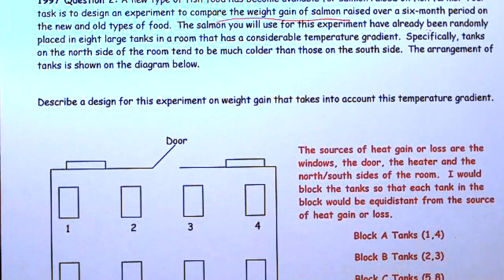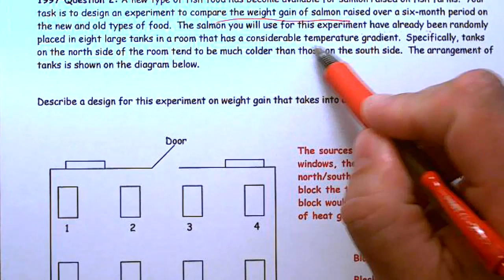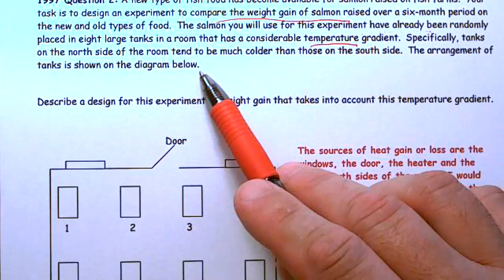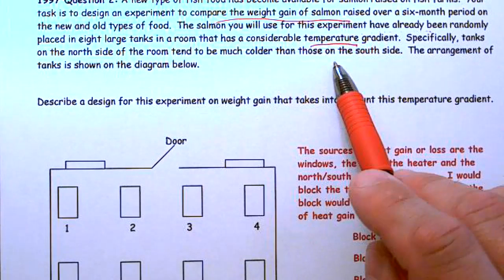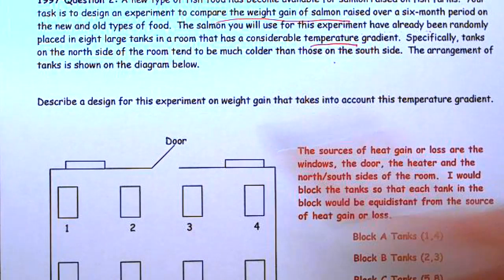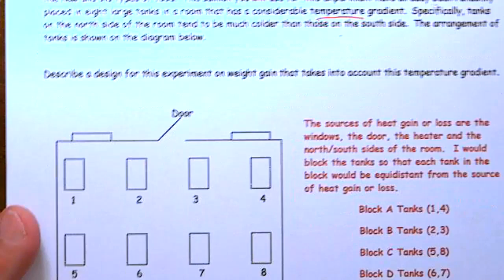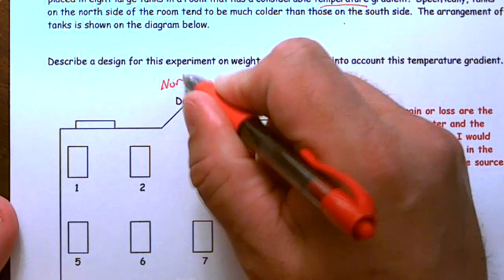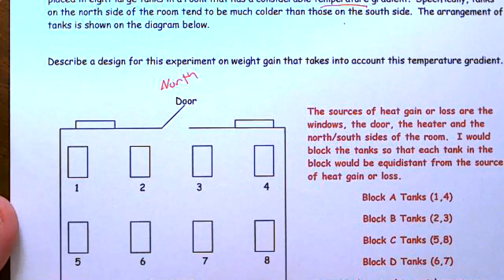And that has a considerable temperature gradient. And so what they're saying is different parts of the room are different. Specifically, tanks on the north side of the room tend to be much colder than those on the south side. The arrangement of the tanks are shown in the diagram below. So while it's not labeled, this is the north, and this is the south.